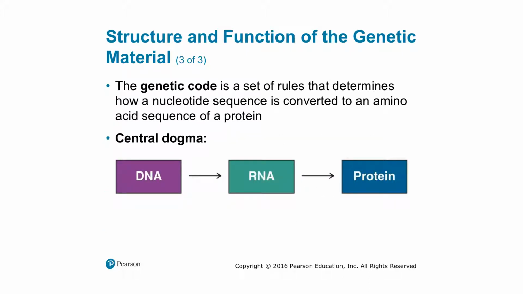And so the genetic code is a set of rules that determines how a nucleotide sequence is converted into an amino acid. And so the central dogma of modern biology is that DNA is transcribed into RNA and then translated into proteins. Now, I'll say that this is the language here in DNA of nucleic acids.